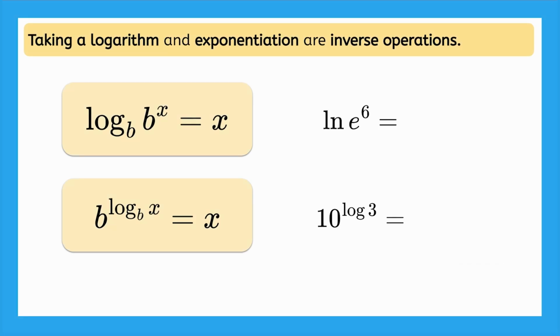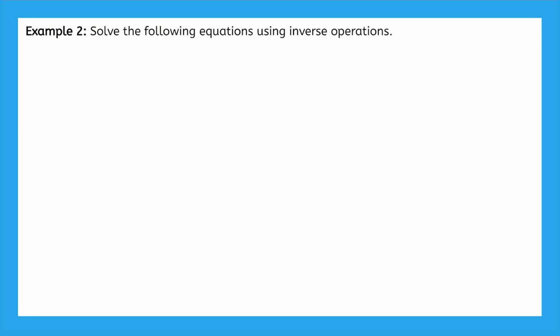Since we are taking the natural logarithm of a power of e and the base of ln is e, the answer is simply 6. In the second one, since log 3 has a base 10 and it's being raised as a power of 10, the answer is just 3. These relationships also give us very useful strategies to solve equations where it's necessary to undo a log or undo exponentiation. Let's see how that works out in example 2.